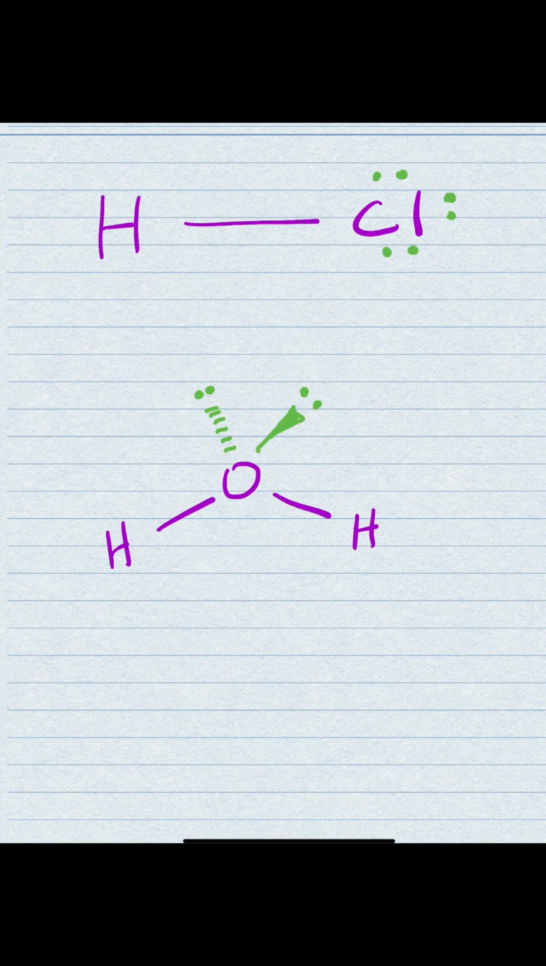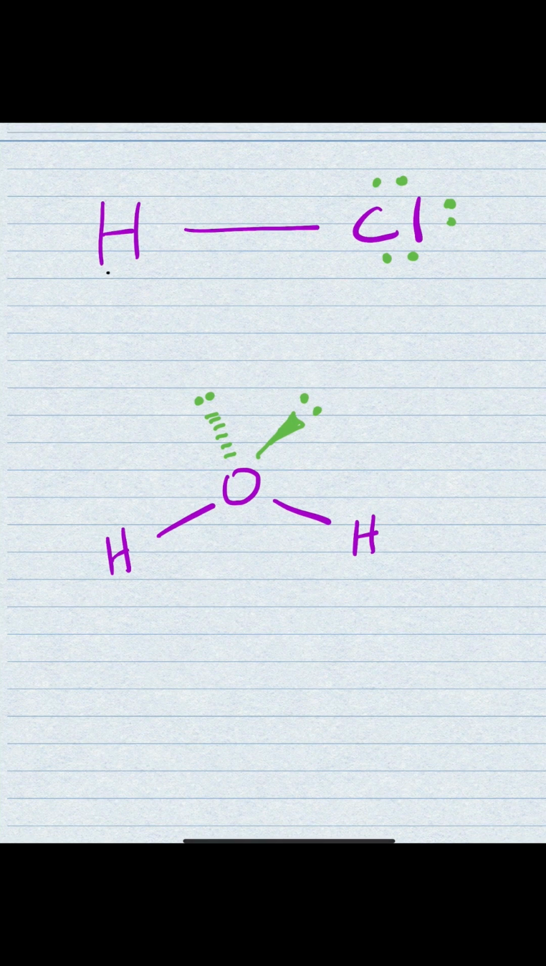Now let's apply this. Looking at this molecule, we have hydrogen and chlorine, HCl, hydrogen chloride bond. And the first thing for us to determine is whether this is a polar bond. Chlorine is in group 7A, therefore it will be partial negative, while hydrogen is in group 1A, and therefore it will be partial plus. So we see that this bond is polarized, so it becomes a polar covalent bond.